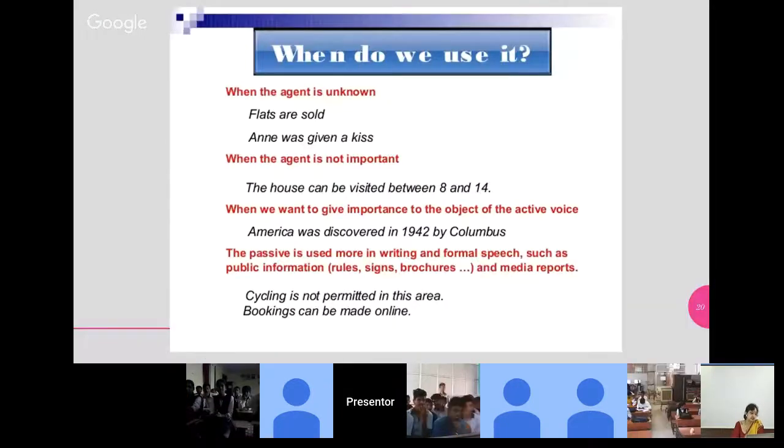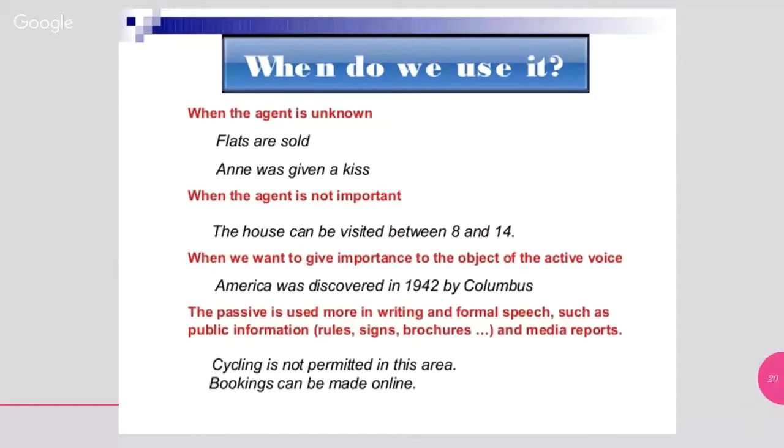So the agent or doer is not important, so we don't put it in the active voice. We put it in the passive voice. When the agent is unknown: flats were sold, and was given a kiss. When the agent is not important: the house can be visited between 8 and 4.